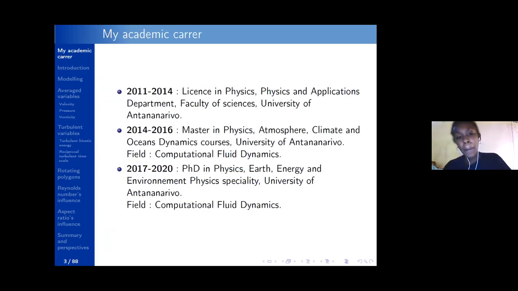I did the license in physics from 2011 to 2014 at the University of Antananarivo. Then after my license, I did my master in physics in the Atmosphere, Climate and Ocean Dynamics Laboratory from 2014 to 2016. After that, I did my PhD in the Earth, Energy and Environment Physics specialty. Both my master and PhD are in computational fluid dynamics.